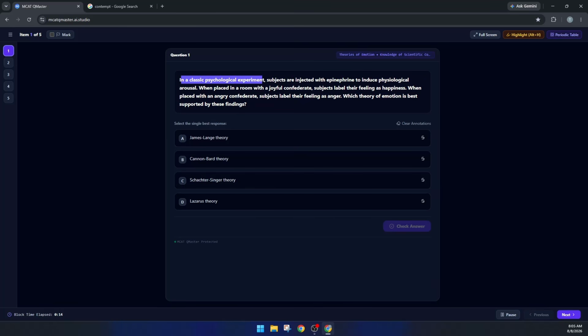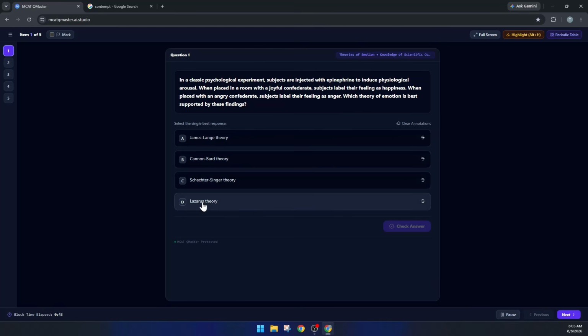In a classical psychological experiment, subjects are injected with epinephrine to induce physiological arousal. When placed in a room with a joyful confederate, subjects label their feeling as happiness. When placed with an angry confederate, subjects label their feeling as anger. Which theory of emotion is best supported by these findings? So it's asking you about a theory of emotion, right?